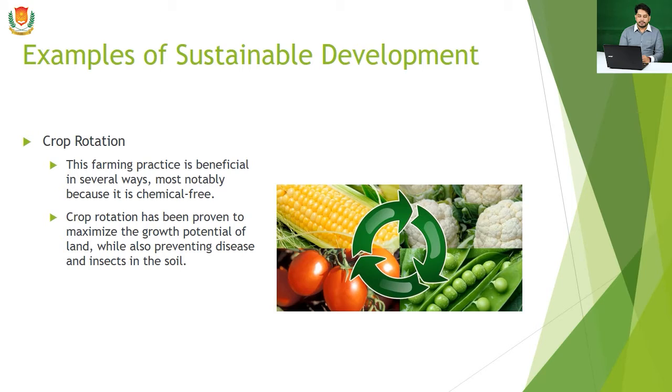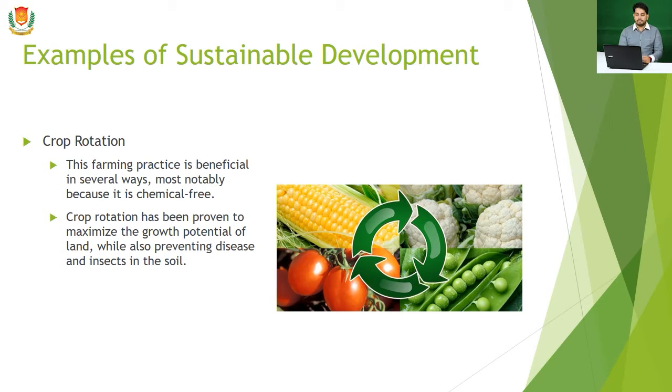Now, crop rotation is a farming practice that is beneficial in several ways. The most notable way is that it is chemical free. It is organic. Crop rotation has been proven to maximize the growth potential of land. As I said, it increases fertility while also preventing diseases and insects in the soil. So it works also as a pesticide. We do not need pesticide when we are undertaking crop rotation. So if we take such methods in farming, then we will be achieving sustainable development.